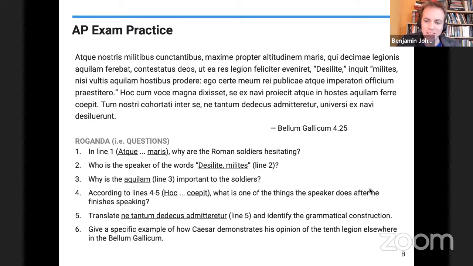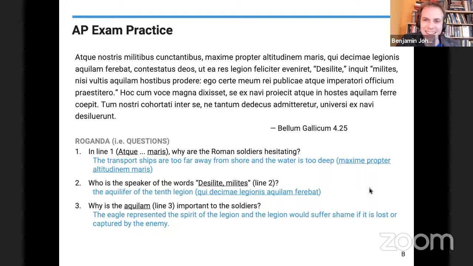There you go. Okay, this is a short answer section, so good practice for the AP test coming up. In line 1, adque maris, why are the Roman soldiers hesitating? That's because the ships are too far away from shore and the water is too deep, maxime propter altitudinem maris. You didn't have to cite the Latin here. It's noticing that it's because of the depth of the sea. Who's the speaker of the words? That's the Aquilifer of the 10th Legion, he who was carrying the eagle of the 10th Legion.